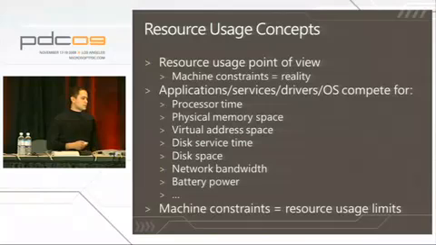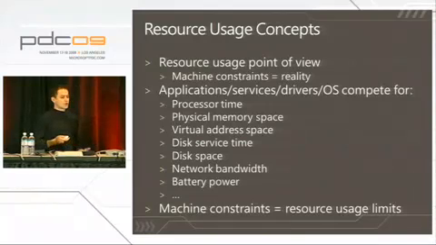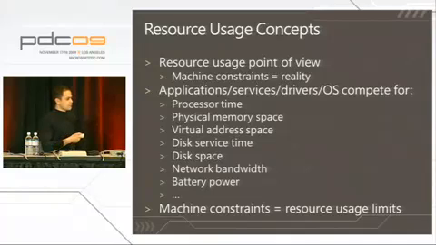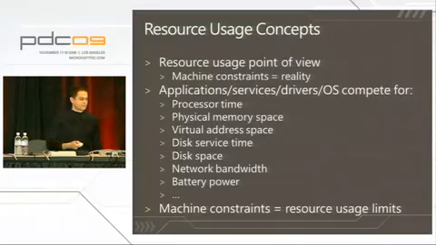And you'll see an example of this today. Again, network is bandwidth, and battery is something people don't realize is an underlying resource for all the other resources you use on the system. So the more work you do, the more battery you consume. Ultimately, one thing I want you to get out of this is that machine constraints are really your resource usage limits. Whatever you have on the machine is all you have to go by. There is nothing else, so you have to work with the machine.